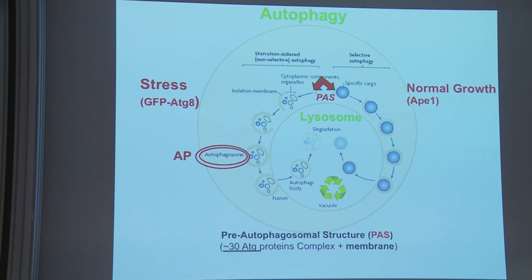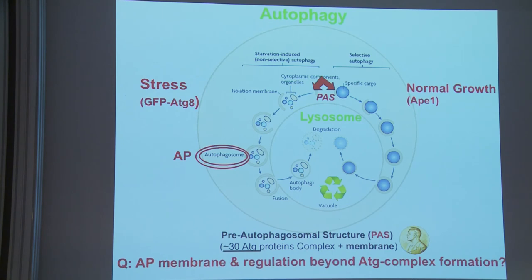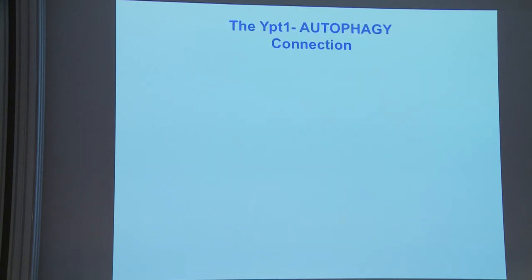And Ohsumi got the Nobel Prize just for showing this first step, how this is all starting. But none of these ATGs are required for the rest of the pathway. So what is the rest of the pathway? What's beyond the ATG complex? It's a membrane process, so it must have all these other machinery components that we all know.